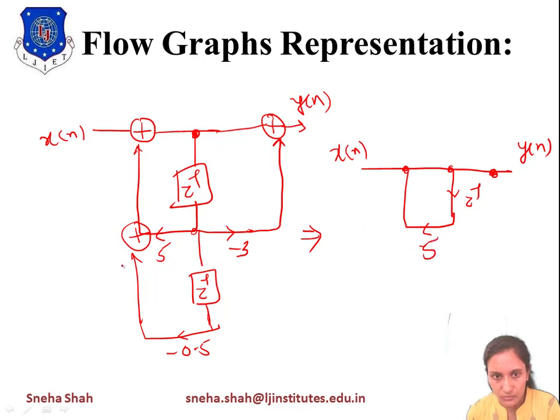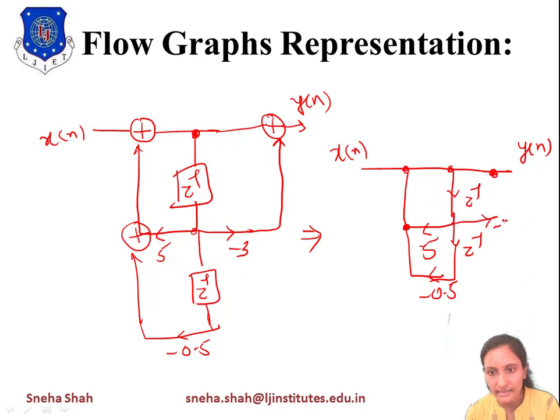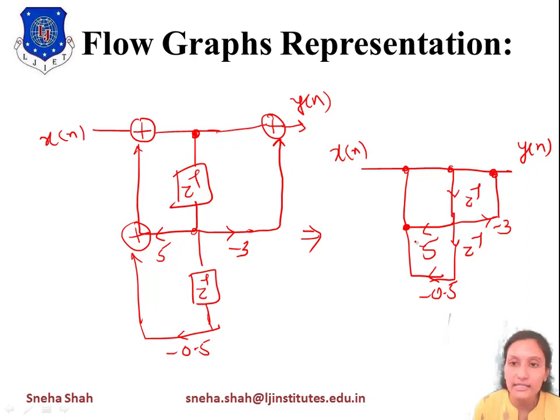Over here is another summing point, so over here we will take a summing point. From this we have to take minus 0.5, and over here we have to take another z inverse. So it will look like this. Now this minus 3 will be represented as minus 3, and it will add with this node. So this structure is considered a flow graph representation. It shows the flow of the block diagram.